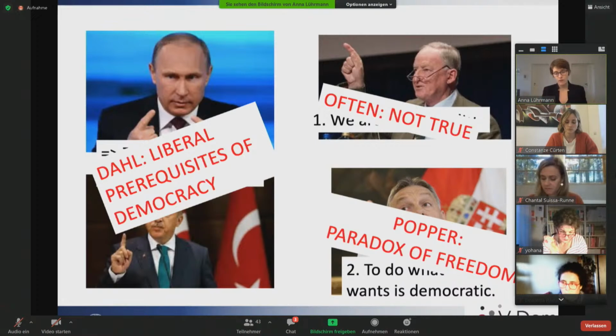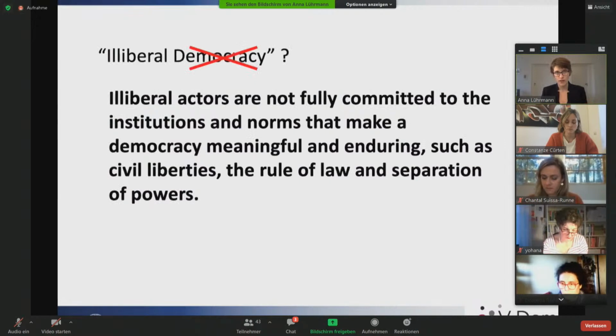So we basically see that illiberal actors are those actors that are not fully committed to the institutions and norms that make a democracy meaningful and enduring. So this is the key thing. We need to have a democracy that's not just the shallow version of just having majority vote elections. And we need to be sure that it's enduring, such as guaranteed by the civil liberties, the rule of law, and the separation of power.